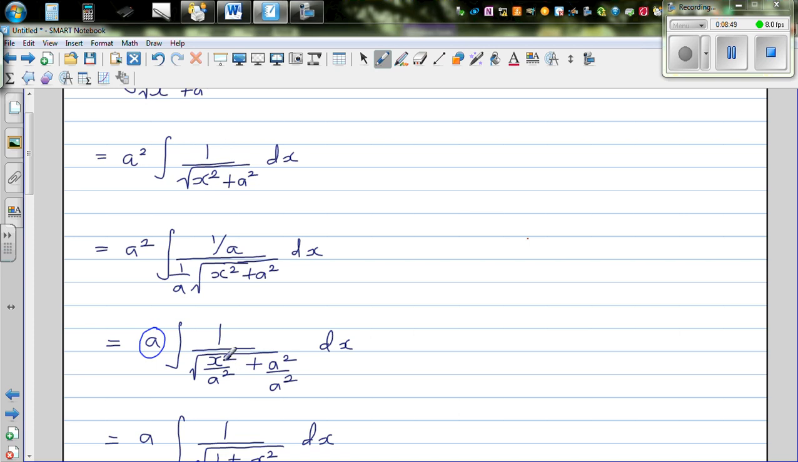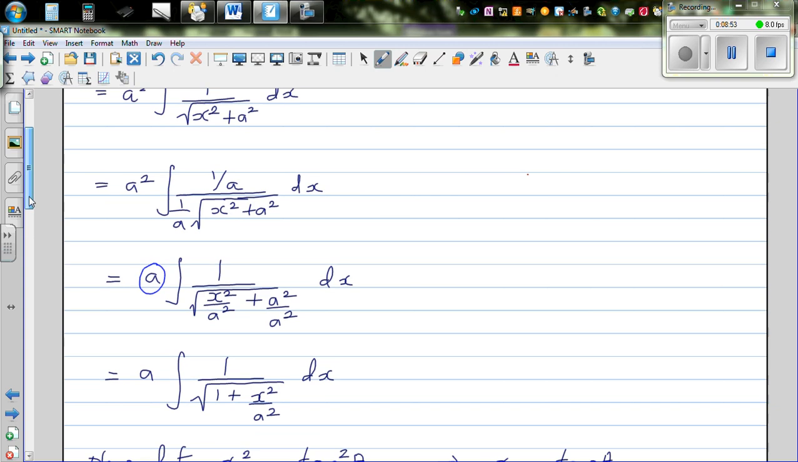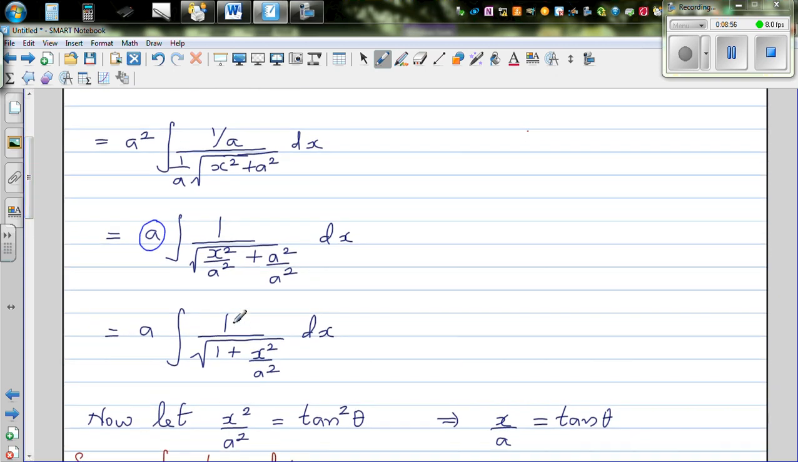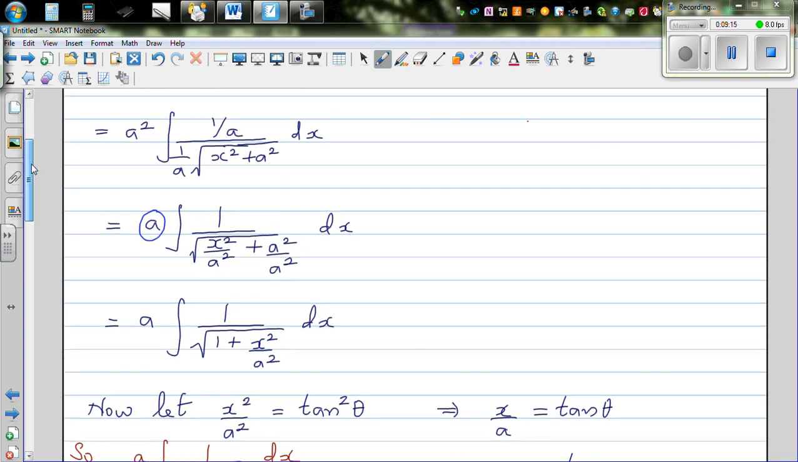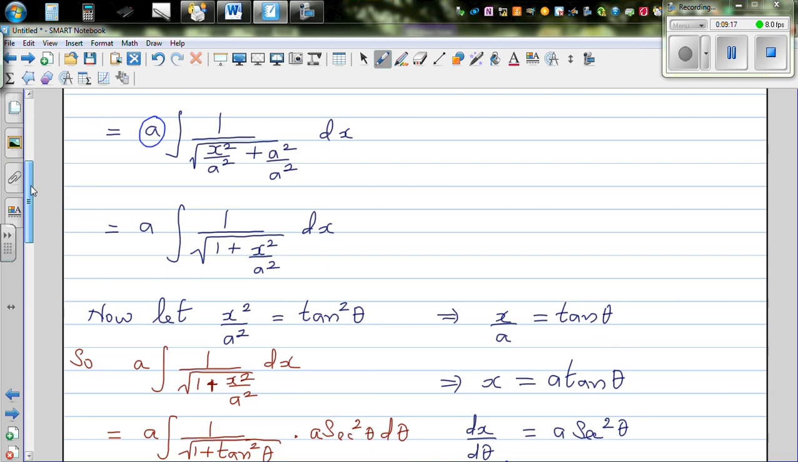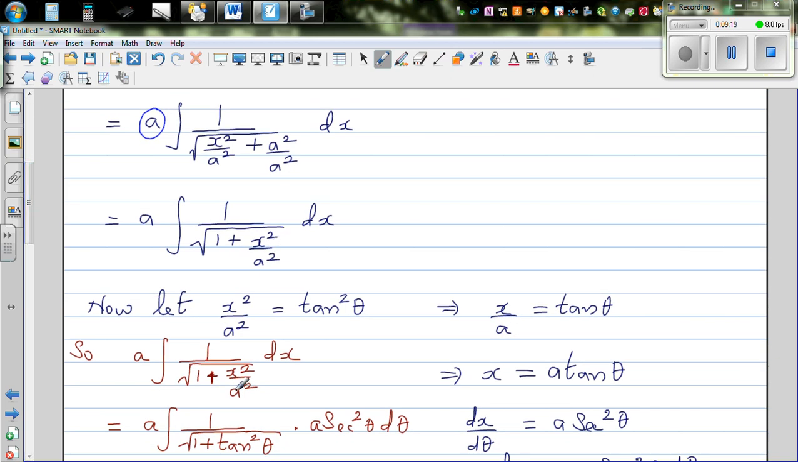X squared over a squared plus a squared over a squared. So this simplifies to a times 1 over 1 plus x squared over a squared. Now this is a good place where you can do a trig substitution, because I can see 1 plus tan squared is sec squared. So the reason that I divided, I wanted 1 in place of a squared. And that's why I multiplied the numerator and denominator by 1 over a. So this is 1 over x squared over a squared.